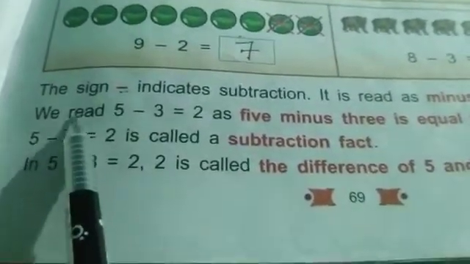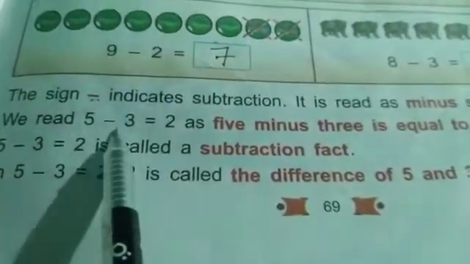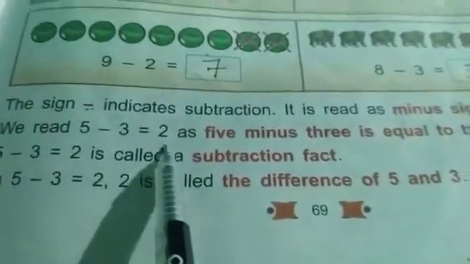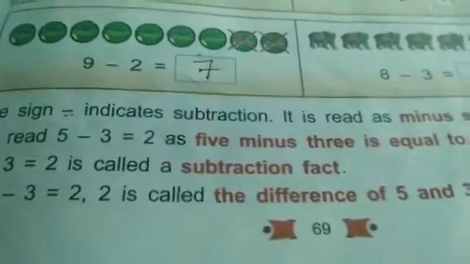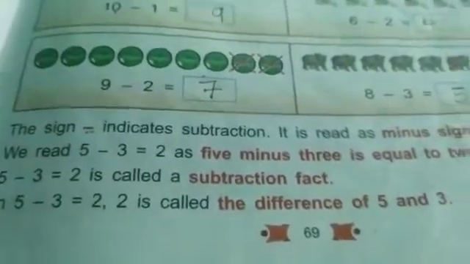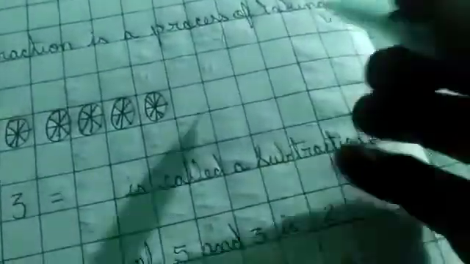Suppose you take an example, we read 5 minus 3 equals 2. Suppose we are having 5 balls. Okay, I am showing you in the copy. See, suppose we are having here 5 balls. 1, 2, 3, 4, 5. So out of 5 balls I am taking 2 balls. So I have taken this 1 ball. Then I have taken this ball.